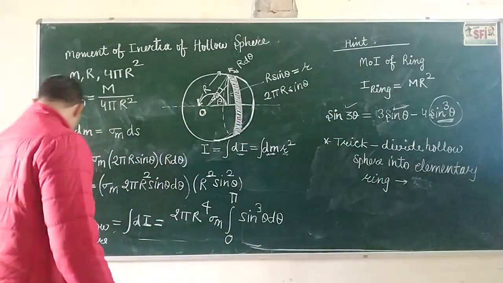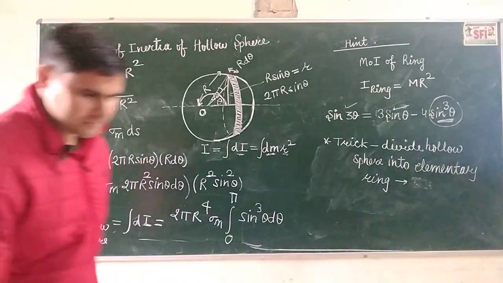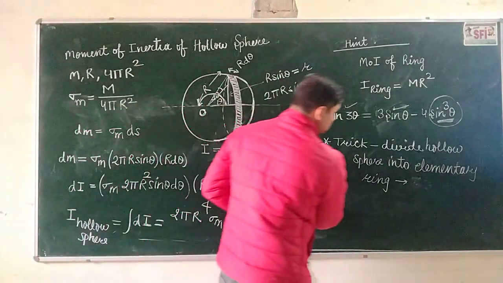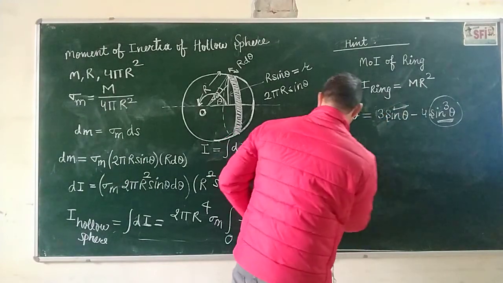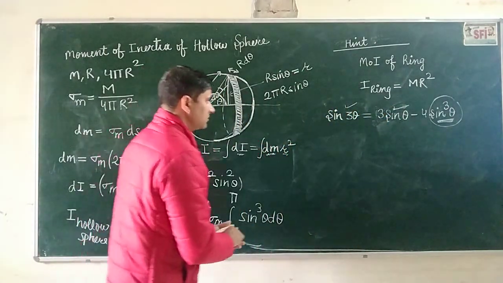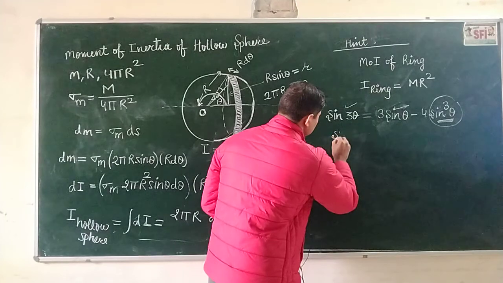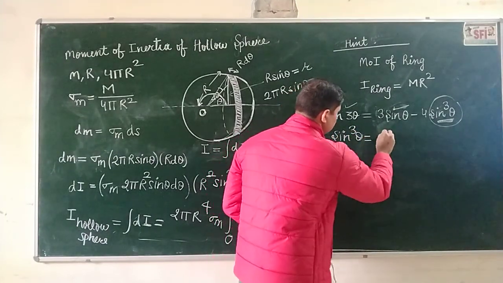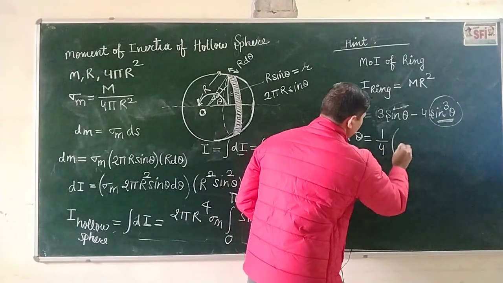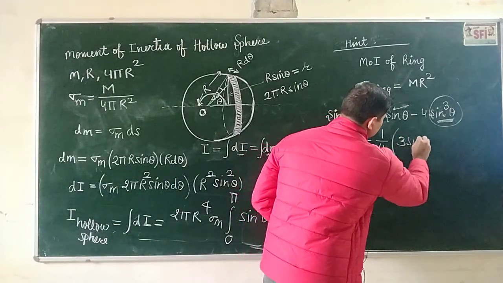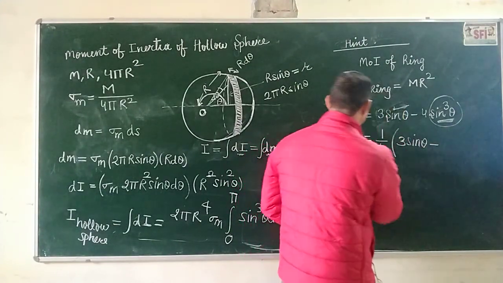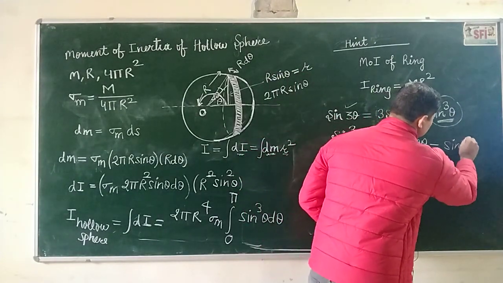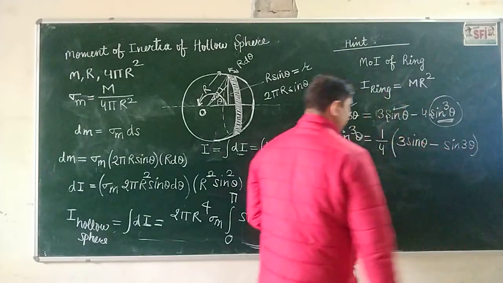So if you substitute the value here, then you will get, see here, sine cube theta will be equal to 1 by 4 times 3 sine theta minus, take this factor on the right hand side, and you will get sine 3 theta.